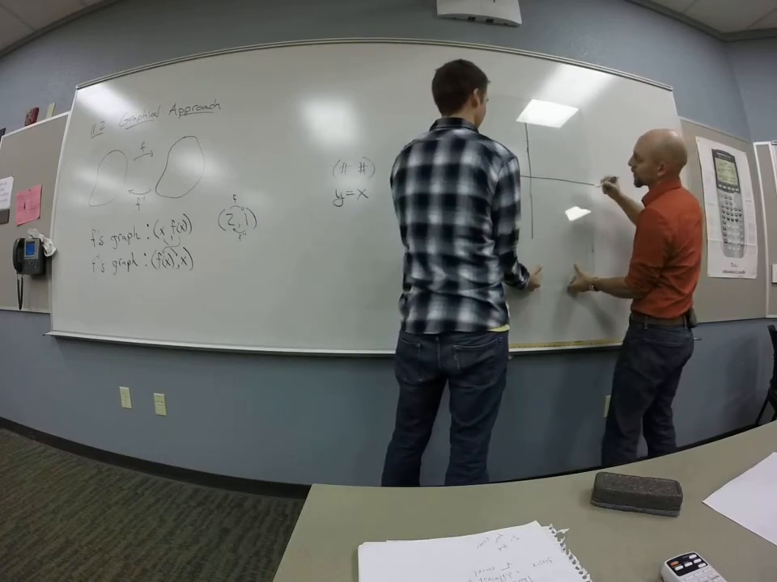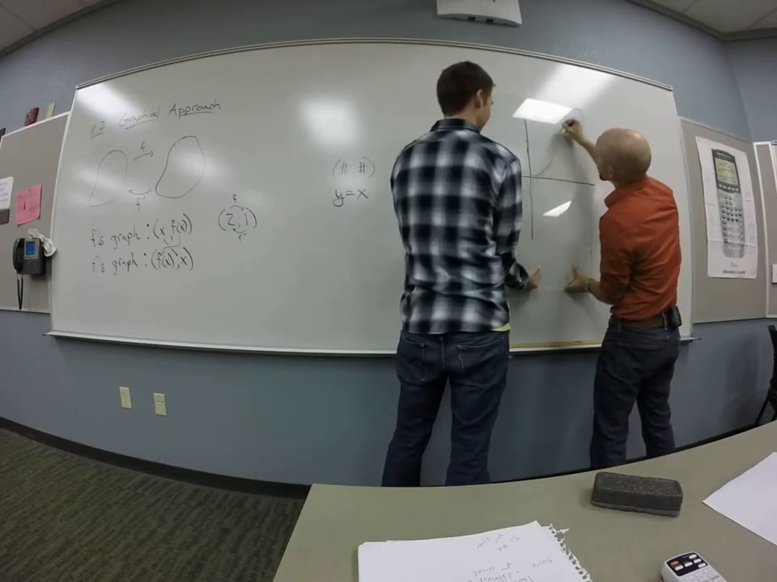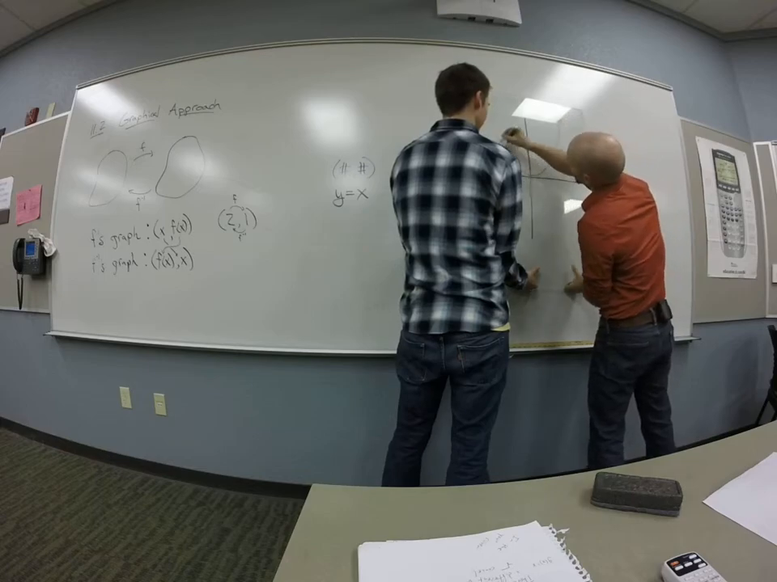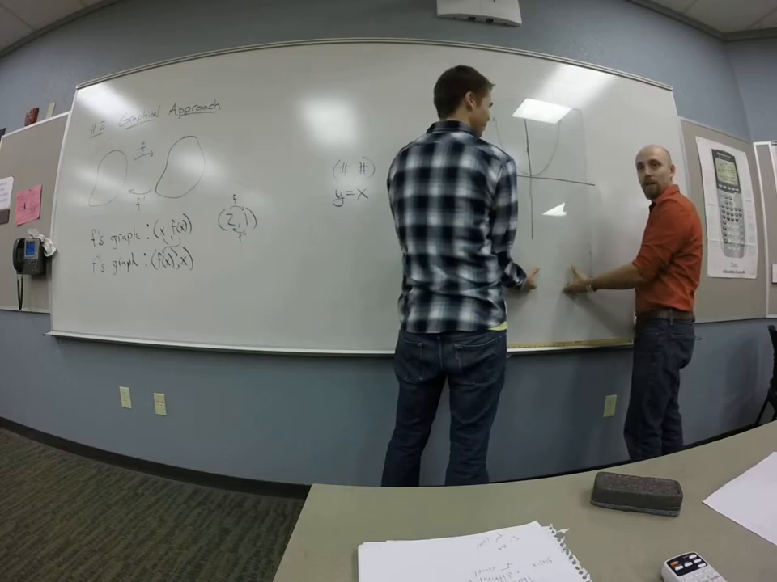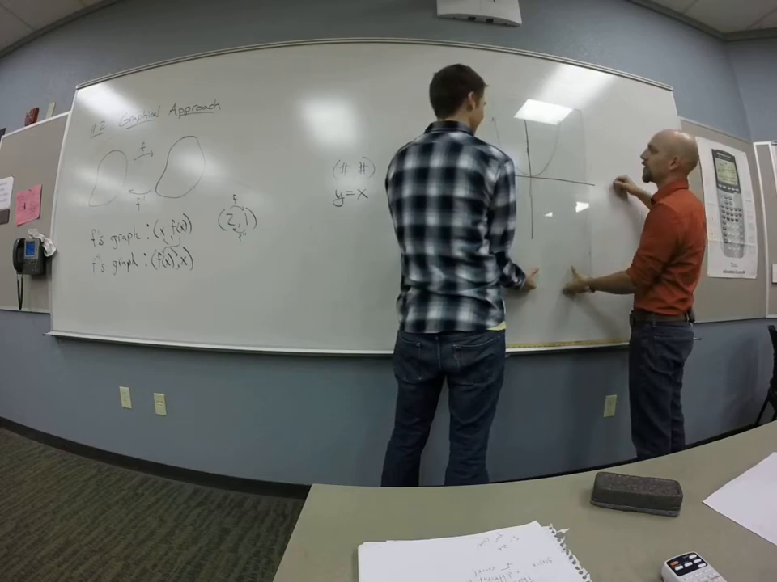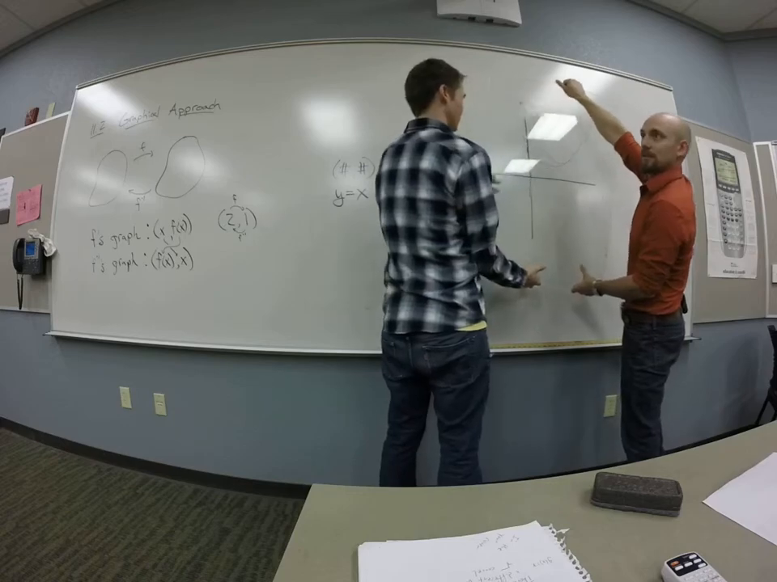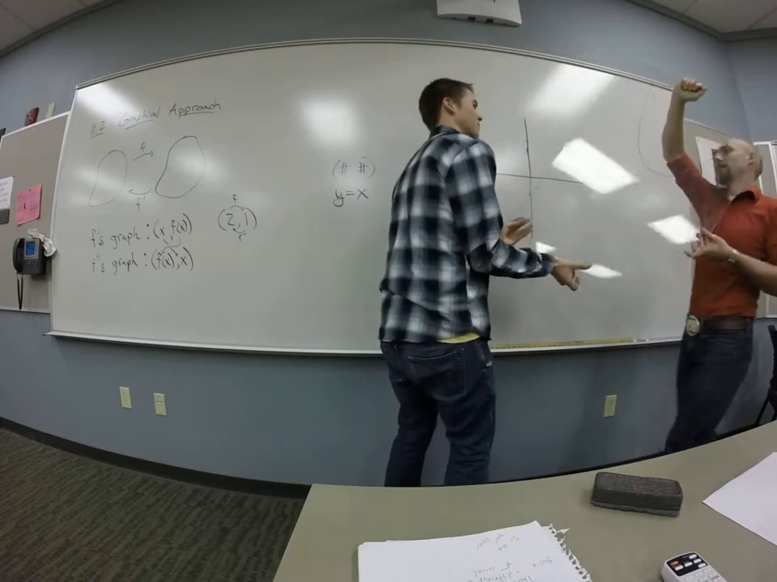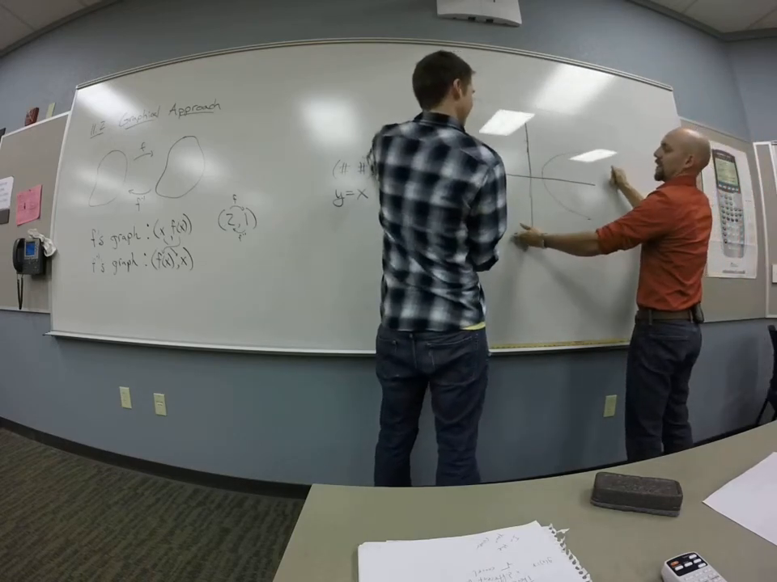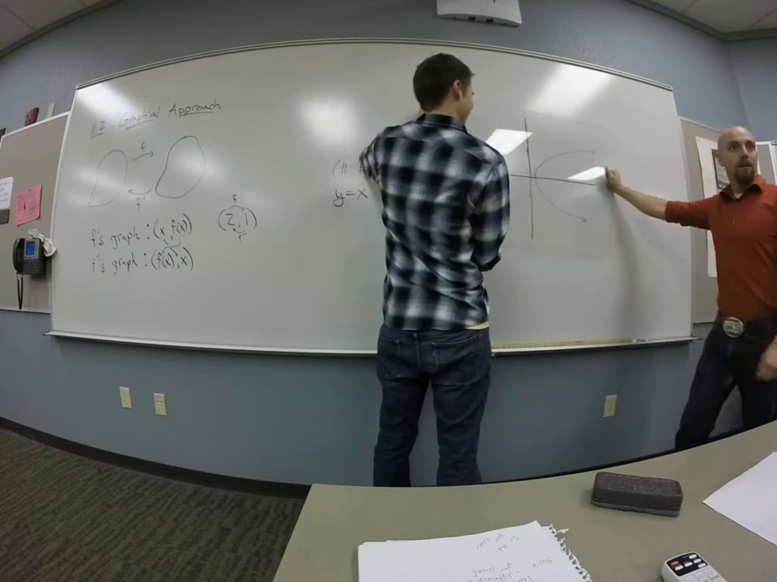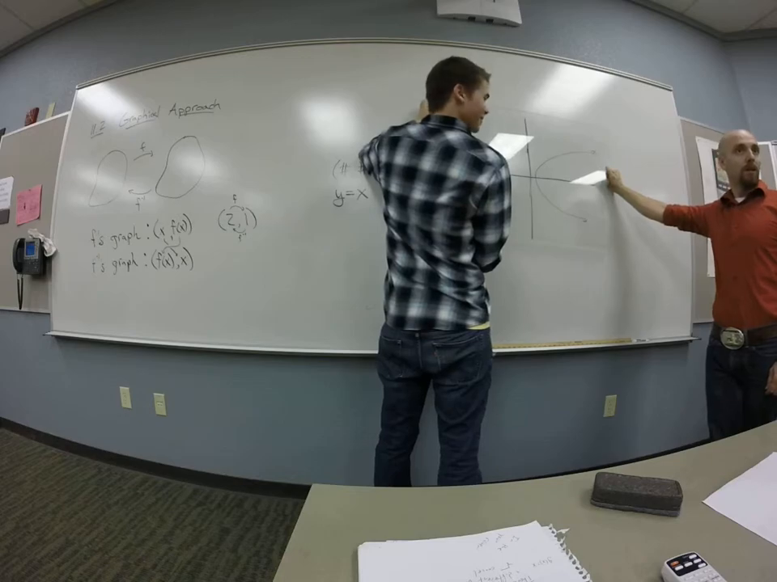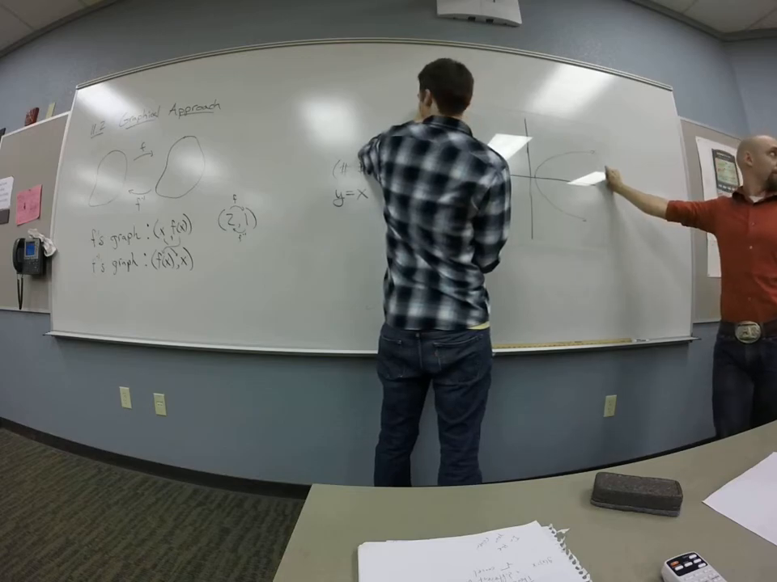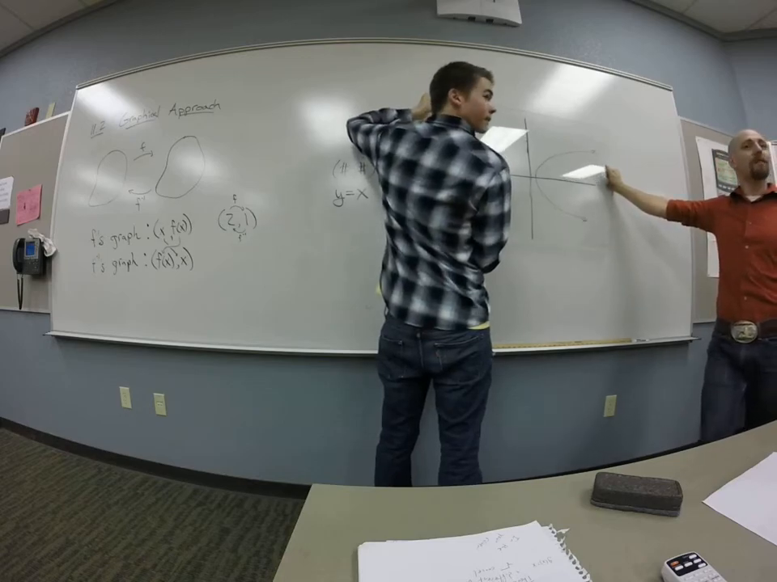Okay, so I want x squared. So that looks roughly like this. Now I want to rotate around y equals x. So we spin and make a C. We make the C shape. What's wrong with the C shape? Can't do that. It's not a graph of a function.